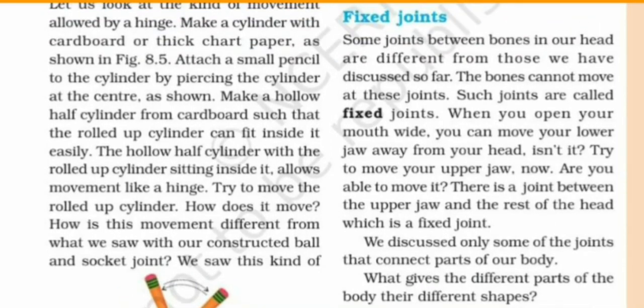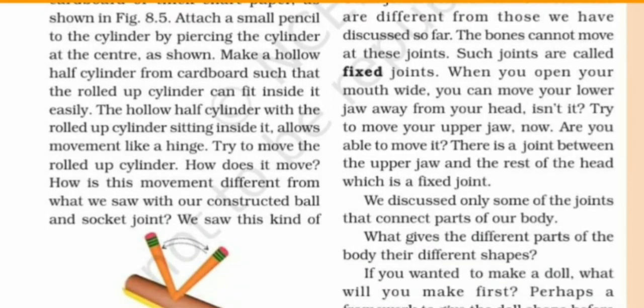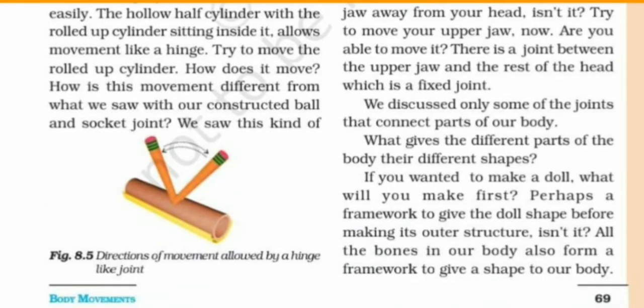Now make a hollow half cylinder from cardboard. If you don't want to make a hollow from cardboard, you can take a plastic bottle which is bigger than the cylinder which you have made, and cut it in the middle. Like the plastic bowl we took for the ball and socket joint, in a similar way you can take a plastic bottle, cut it in the form of a half cylinder, and arrange it below the cylinder which you have made.